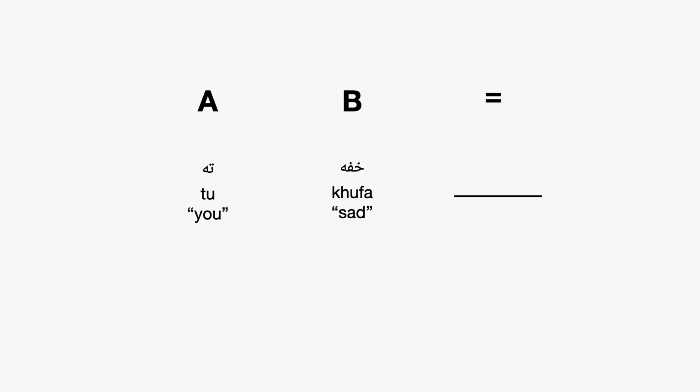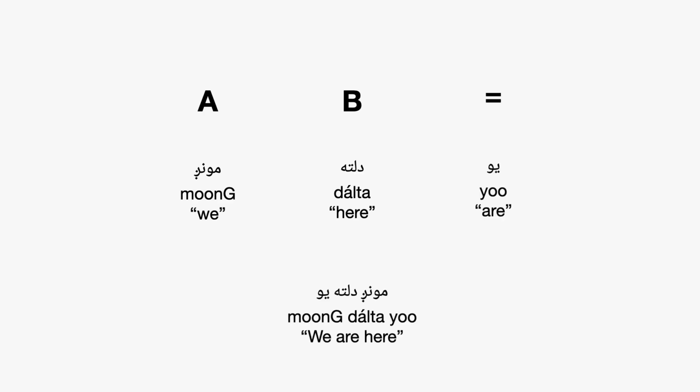Okay, so what if we want to say ta khafa? How do we finish that off? Ye. Ta khafa ye, you are sad. If we say mung delta, you. Mung delta yu. Okay, that's it for the basic introduction on equatives. In the next video, we're going to talk about what happens when we use adjectives that inflect as our predicate, and also what happens when we use nouns as our predicate.